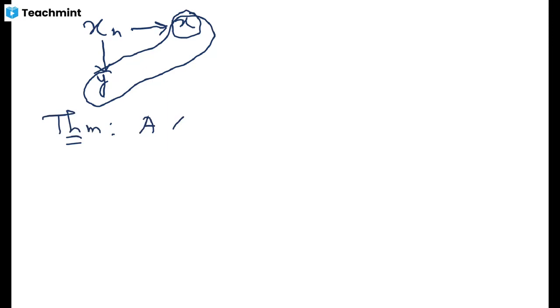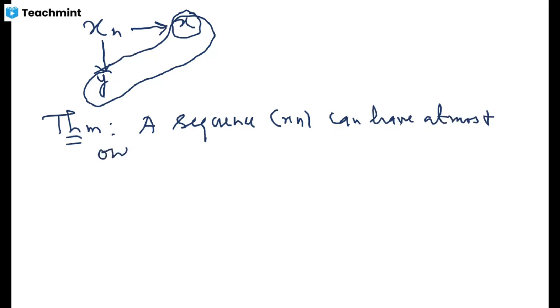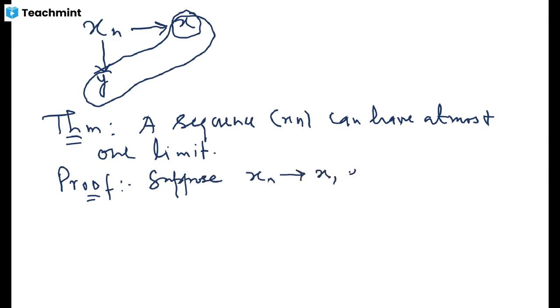A sequence xn can have at most one limit. Either it will have no limit, in that case the sequence is divergent, but if it is convergent, then it will have one limit only. Suppose that it is not convergent, then there is nothing to prove, it will have no limit. And on the contrary, suppose that this sequence is convergent, and at the same time, let us suppose that this sequence converges to 2 points, one is x and another is y.